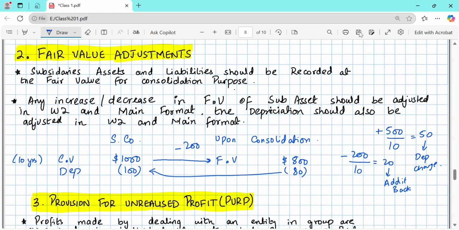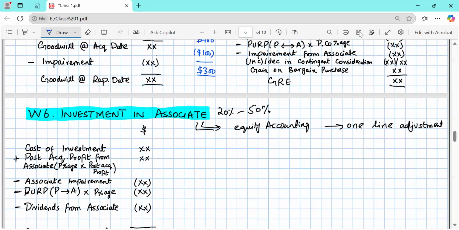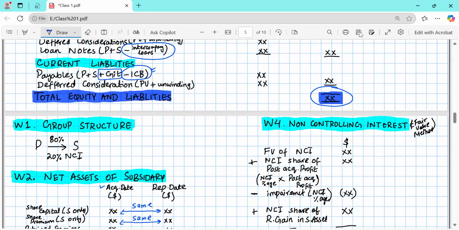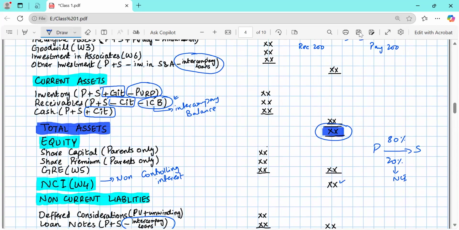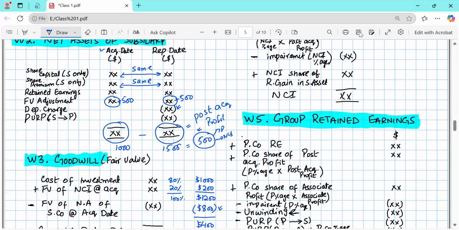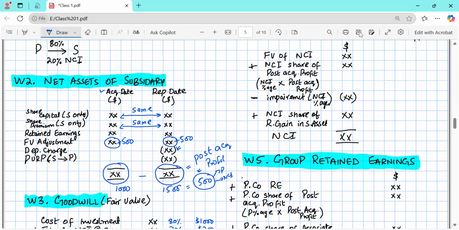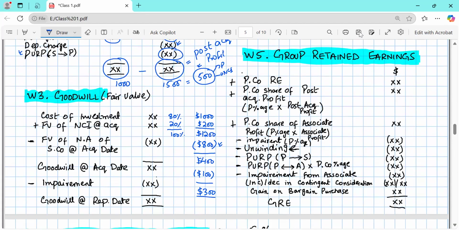So here you can see in the main format, PURP. Whoever makes the sales, whether it is parent to subsidiary or subsidiary to parent, you will remove it from here. Now in the workings, if the sale is subsidiary to parent, I have written it down here: PURP S2P. S2P means sales is made from subsidiary to parent. Then remove the PURP from here. And if parent has made the sales to the subsidiary, remove the PURP here. Look, P to S.